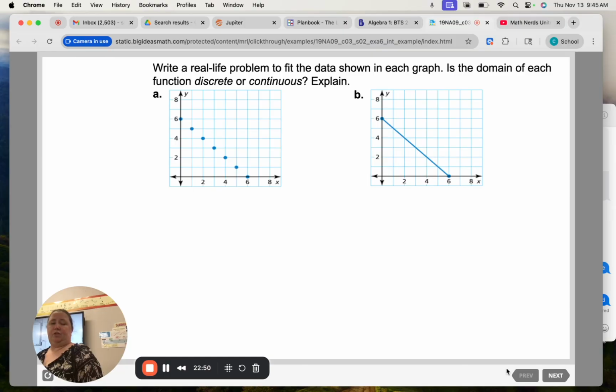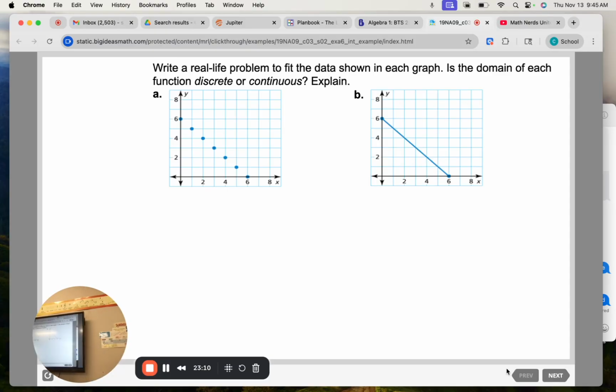All right. So we have 2 graphs here. They're asking you for a real-life problem to fit the data shown in each graph. Is the domain of each function discrete or continuous? All right, look at A. Would you call that a discrete domain or a continuous domain? Discrete. Continuous. All right, we have differing opinions.